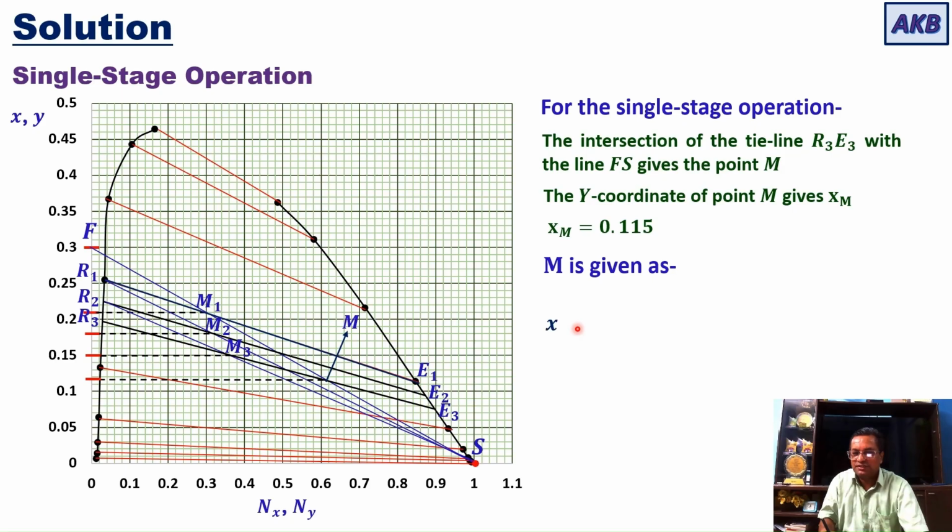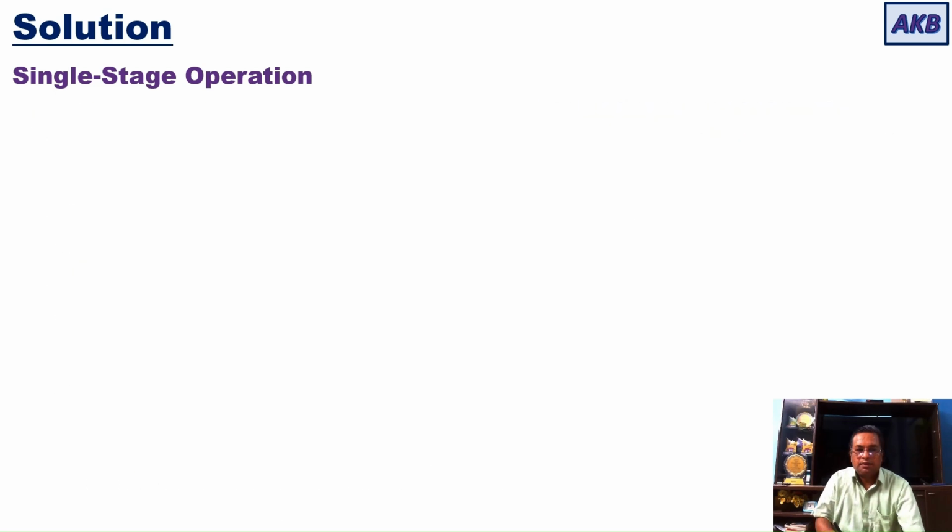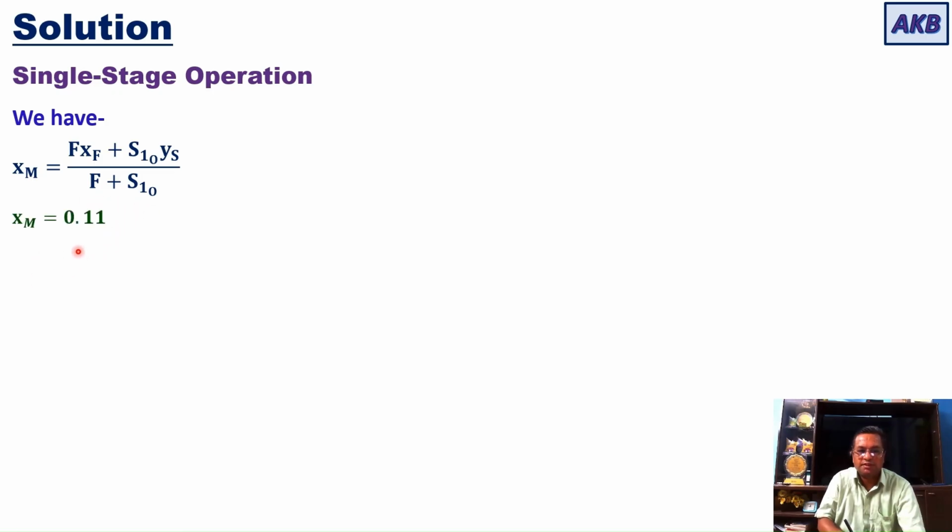So xM is given as xM equal to F xF plus S10 into Ys divided by M. So xM is F xF plus S10 into Ys, M is F plus S10. So let us do the calculations. We will use the given known values to get S10. That is the task. Okay, so we have got the equation for xM. xM is equal to F xF plus S10 into Ys divided by F plus S10. xM is 0.115, F is 100, Ys is 0.